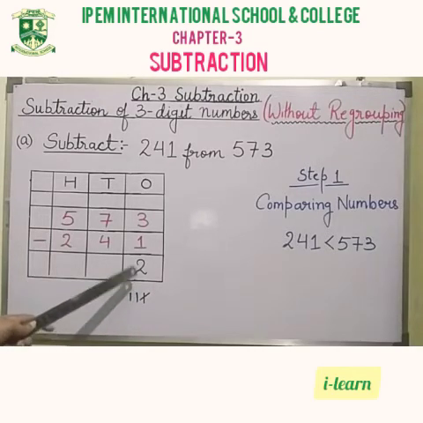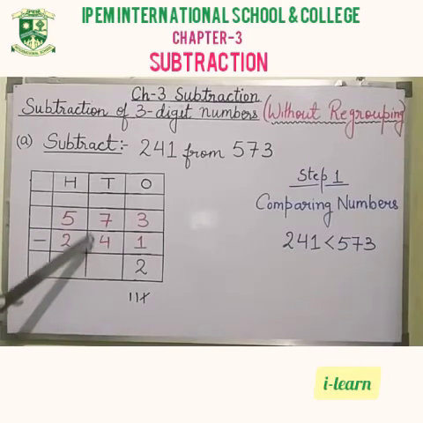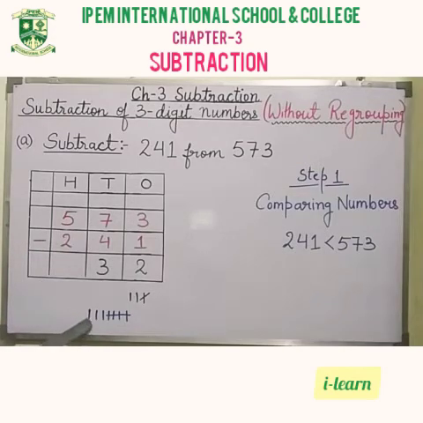Now moving on to next place, that is tens place. Here we have to subtract 4 from 7. So we draw 7 lines and strike off 4 lines. How many lines are left over here? 3. It means 7 minus 4 is equal to 3. Now moving on to next place, that is hundreds place, we will subtract 2 from 5. So for that we will draw 1, 2, 3, 4, 5 lines and strike off 1, 2 lines. How many lines are left? 3. So it means 5 minus 2 is equal to 3.